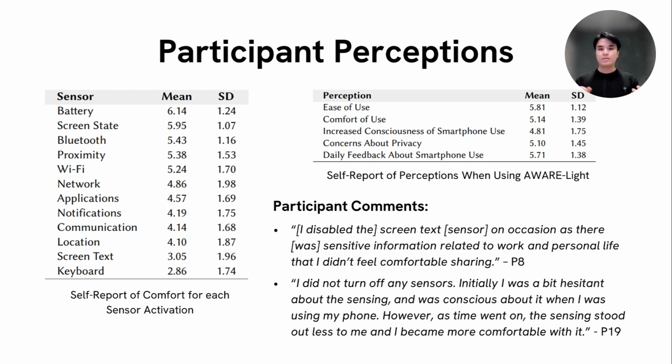During the study, 7 participants disabled certain sensors due to privacy concerns, such as participant 8, who avoided sharing sensitive screen text. In contrast, other participants, such as participant 19, grew accustomed to the sensing over time. This highlights varied perceptions of privacy and comfort with smartphone sensing and the value that it can potentially bring.